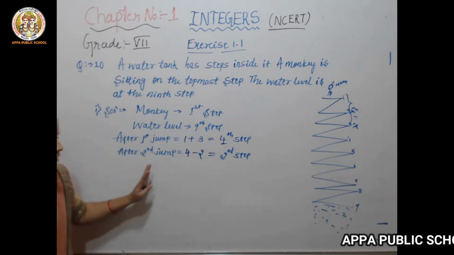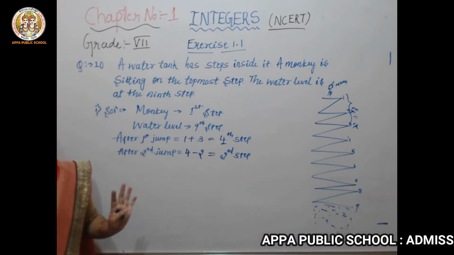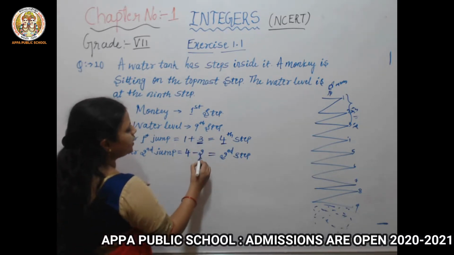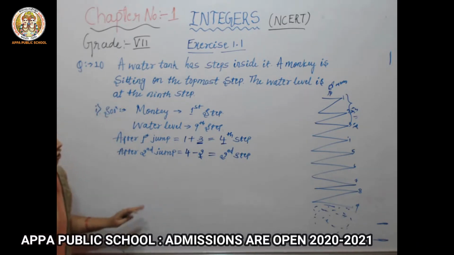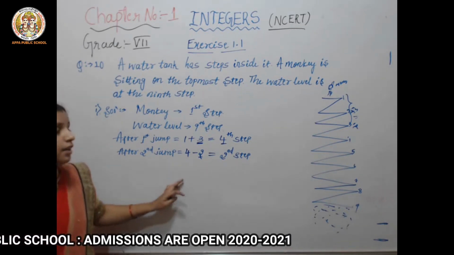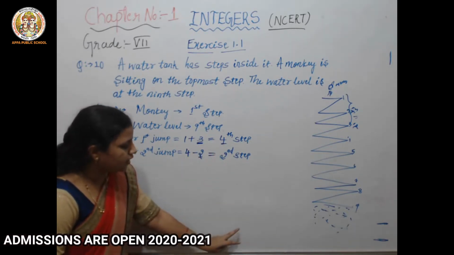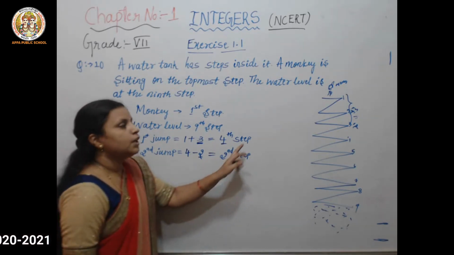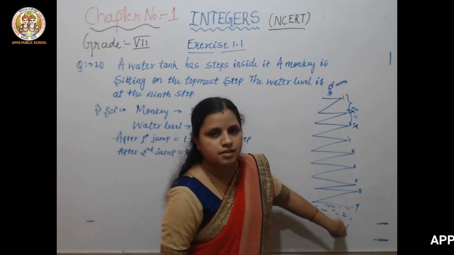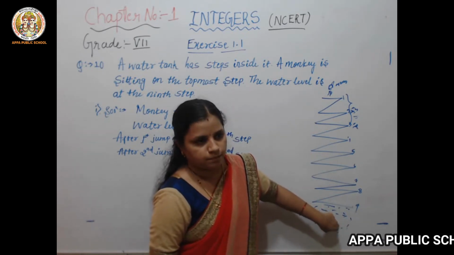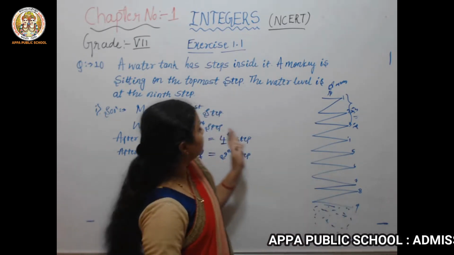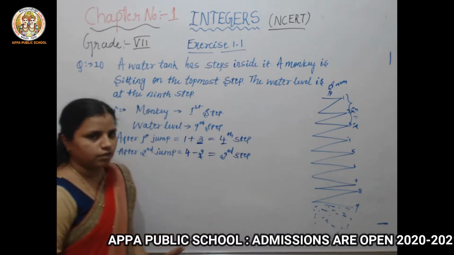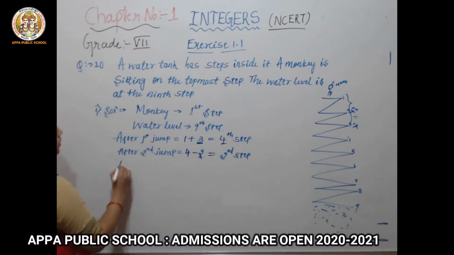If you understand this, the next is very easy. You have to take the combination as plus 3 minus 2. Just go on adding plus 3 minus 2 up to where? Up to where we should get the 9th step. Why should we get the 9th step? Because the water level is in the 9th step. To reach the water level, how many jumps should the monkey make? We should calculate here.